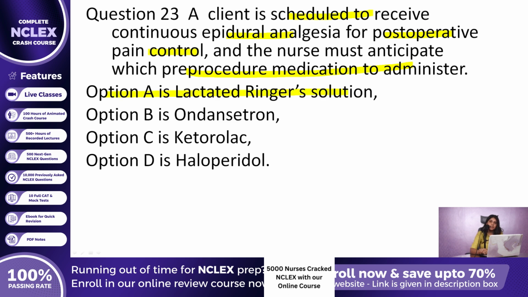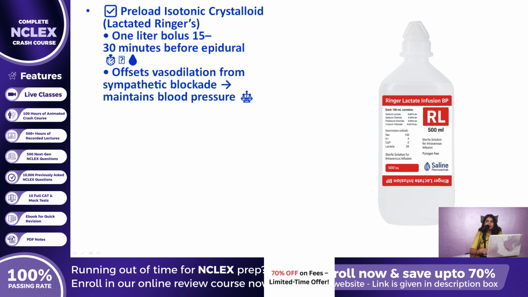Preloading with an isotonic crystalloid such as a liter of lactated Ringer's is standard practice before initiating epidural analgesia because the sympathetic blockade can cause vasodilation and hypotension. Administering the fluid bolus 15 to 30 minutes before placement increases intravascular volume and helps maintain hemodynamic stability.